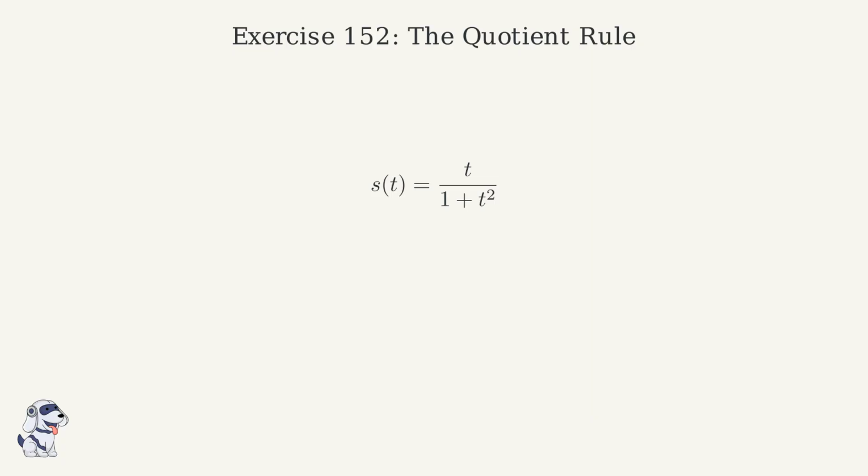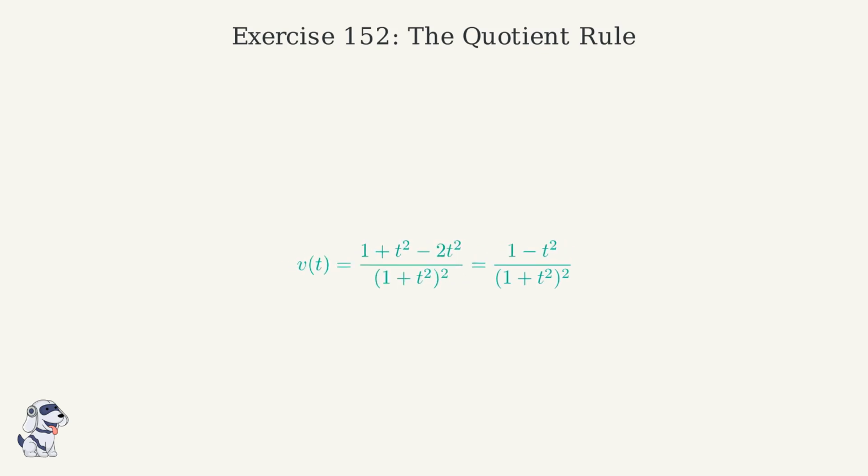Sometimes our position function is a fraction, like s of t equals t divided by 1 plus t squared. When we see t in both the top and the bottom, we use the quotient rule. A great way to remember the quotient rule is low d high minus high d low over low low. Low is the denominator and high is the numerator. Applying this, we take the derivative of the top, which is 1, times the bottom, minus the top times the derivative of the bottom, which is 2t. All of that sits over the denominator squared.